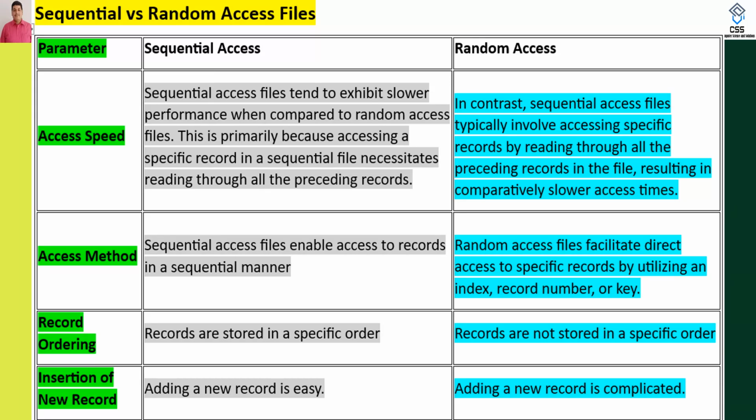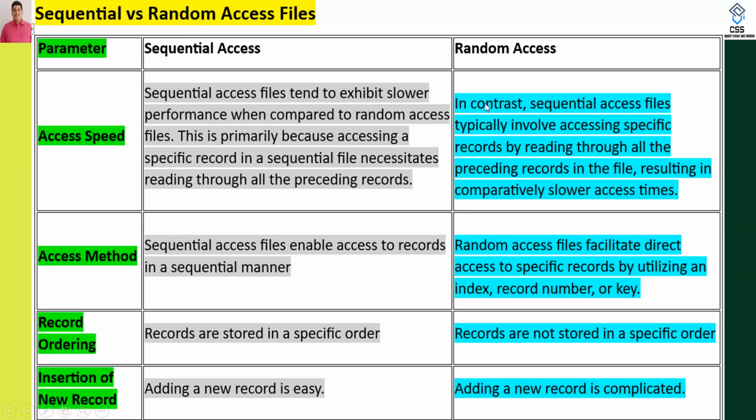Remember, in terms of access speed, in sequential access, when data is read from or written to a file, the data is read one after another, which means it is very slow. Whereas in random access file, reading and writing are faster, as sequential access files tend to exhibit slower performance in comparison to random access files.